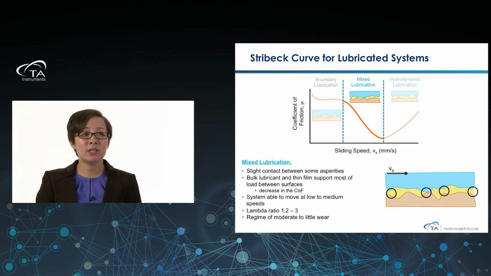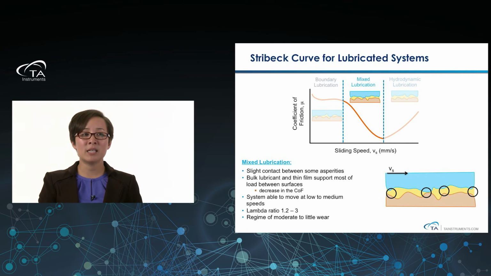Now, if we start moving to higher sliding speeds, we can start moving into the mixed lubrication regime. In this case, you have a little bit of contact between some of the asperities, but not all of them. So sometimes the bulk lubricant and the thin film between these surface asperities is going to be supporting most of the load.